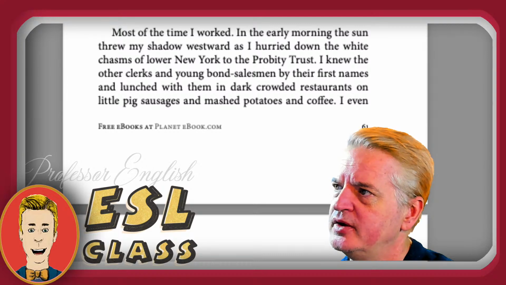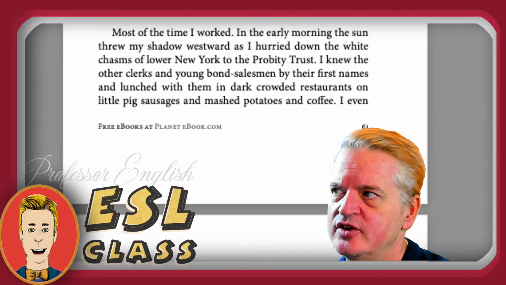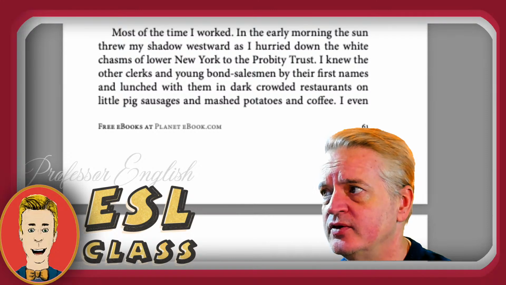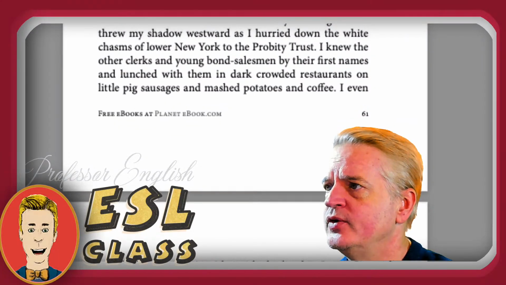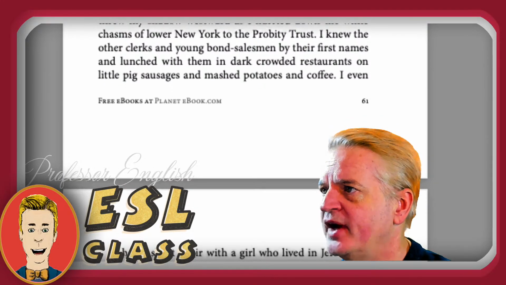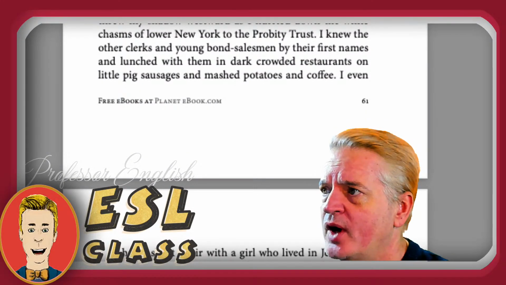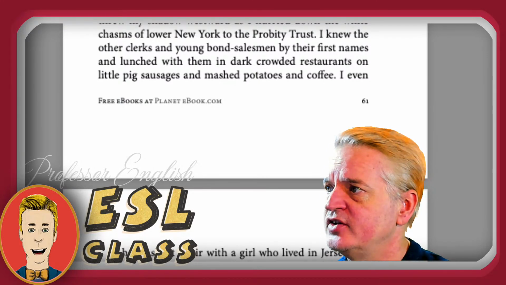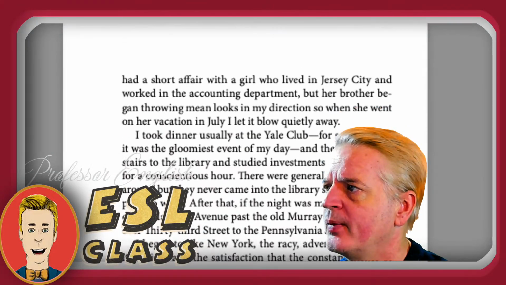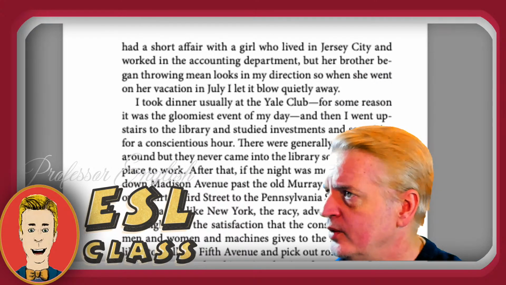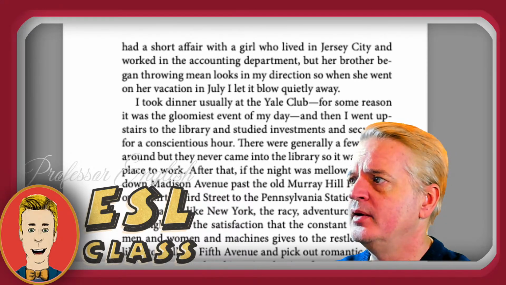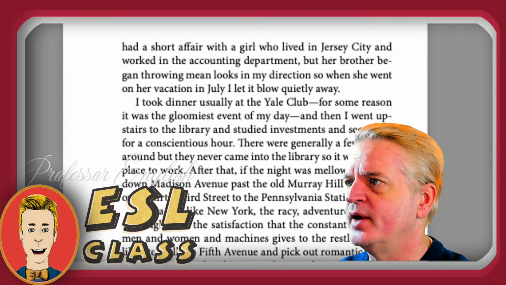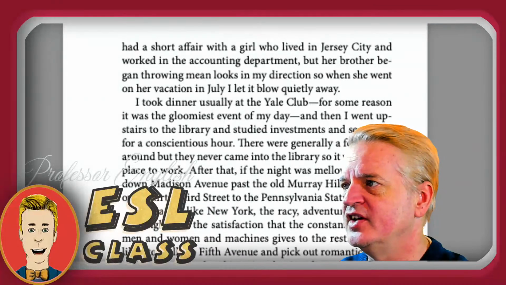Most of the time I worked. In the early morning, the sun threw my shadow westward as I hurried down the white chasms of lower New York to the Probity Trust. I knew the other clerks and the young bond salesmen by their first names and lunched with them in dark, crowded restaurants on little pig sausages and mashed potatoes and coffee. I even had a short affair with a girl who lived in Jersey City and worked in the accounting department. But her brother began throwing back mean looks in my direction, so when she went on her vacation in July, I let it blow quietly away.